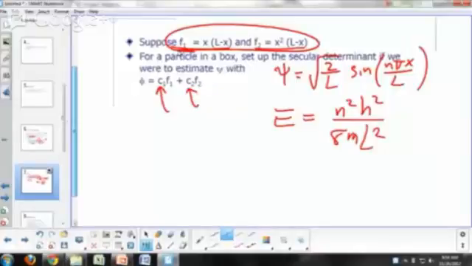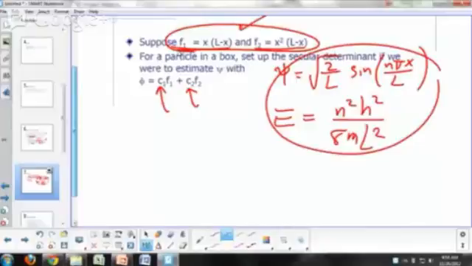So let's pretend we didn't know this exact solution. Let's just pretend we're guessing what the function is. We're going to say our estimate for psi is phi, so phi is approximately what our psi is, okay? And our phi is C1 F1 plus C2 F2. All right, so let's set up the secular determinant. What would you need to calculate?